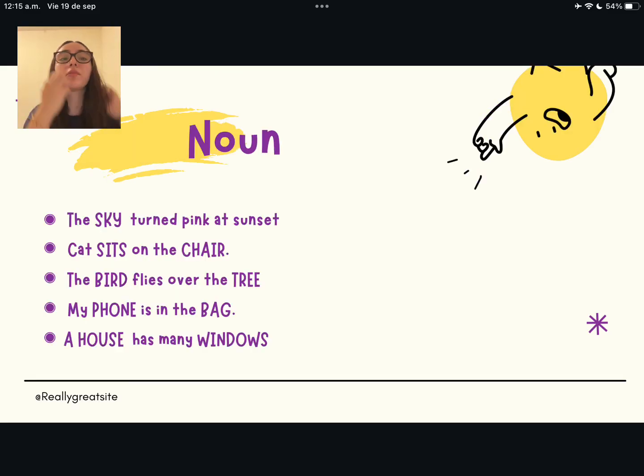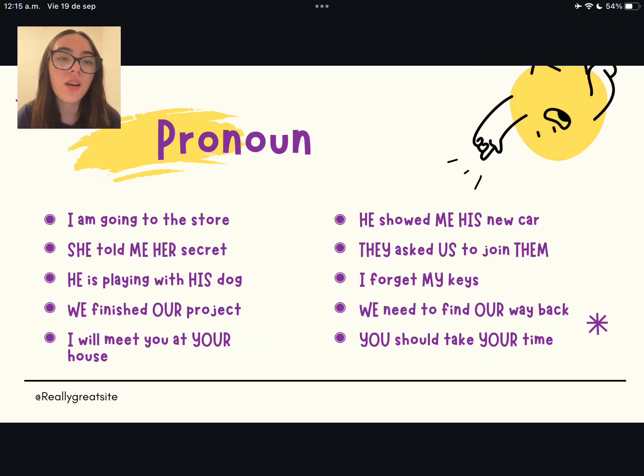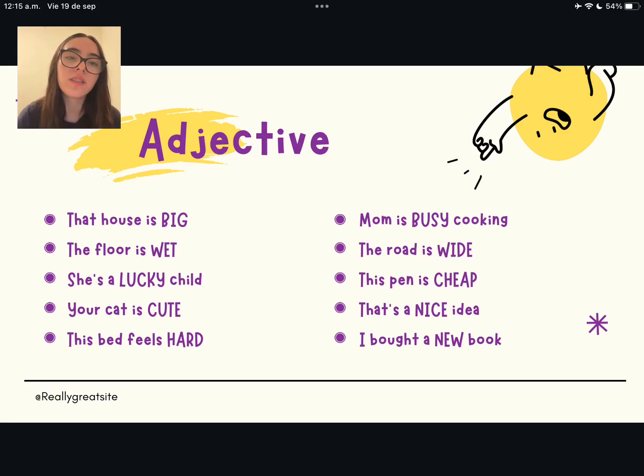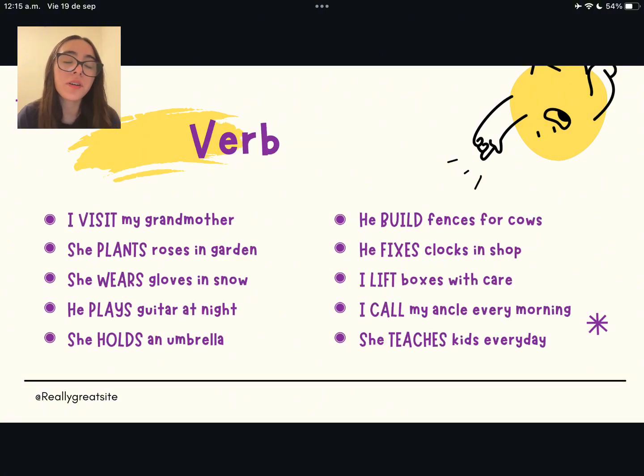Well, here we have some examples of the parts of speech that I was telling you before. We have here some nouns, and I'm going to read one for each. The sky turned pink at sunset. Then for pronouns, she told me her secret. Then for adjective, the floor is wet. That describes, as I mentioned before. The verb, I visit my grandmother.